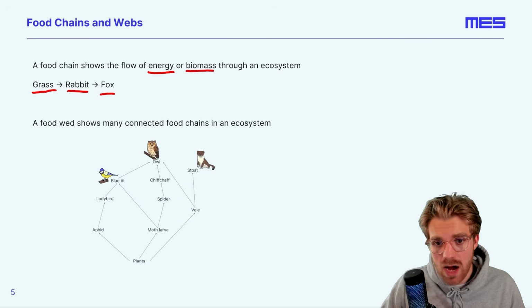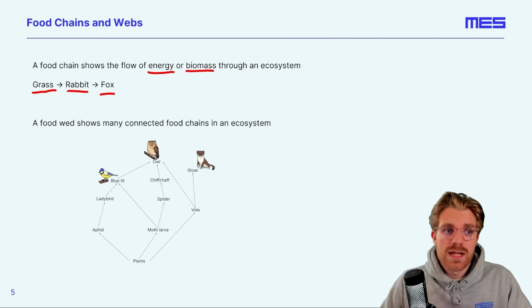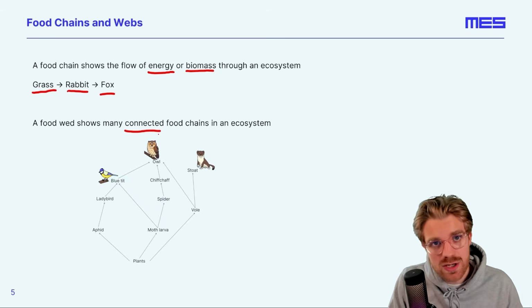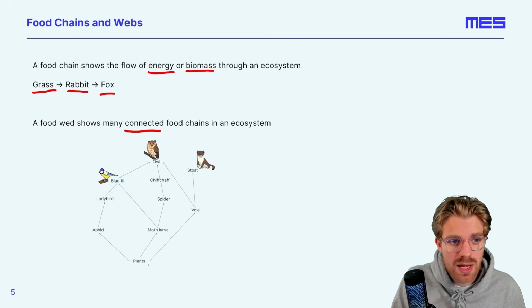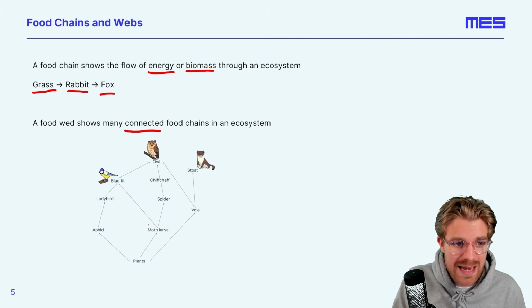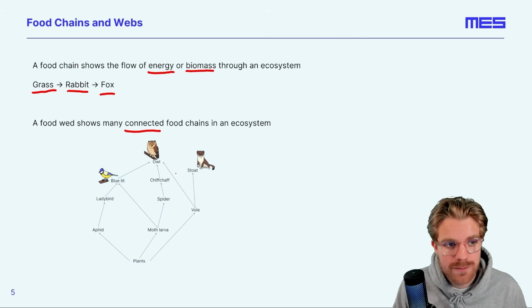Now, food chains are a simplification of the entire ecosystem. A food web shows many connected food chains within the same ecosystem. It shows how different organisms are more interdependent on each other. So for example here we can see that the plants are eaten by the aphids, the moth larvae and the vole. But the moth larvae are eaten by the blue tits and by the spider. And the owl has three main food sources: the blue tits, the chiffchaffs and the vole. Chiffchaffs are an example of a bird.